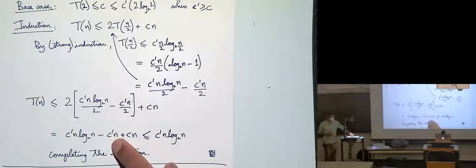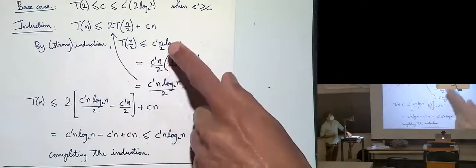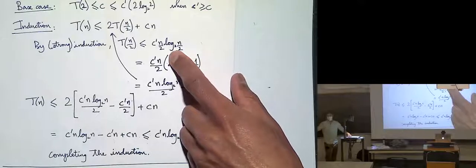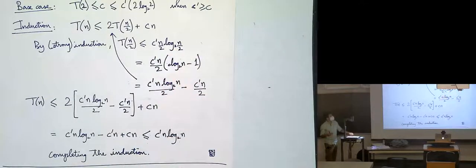There's a minus C prime n that I get because the n over log base 2 of n over 2 is log base 2 of n minus 1. That minus 1 gives me what I need to cancel things out.